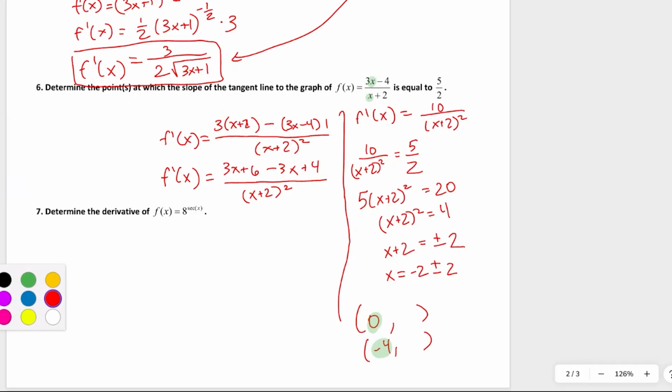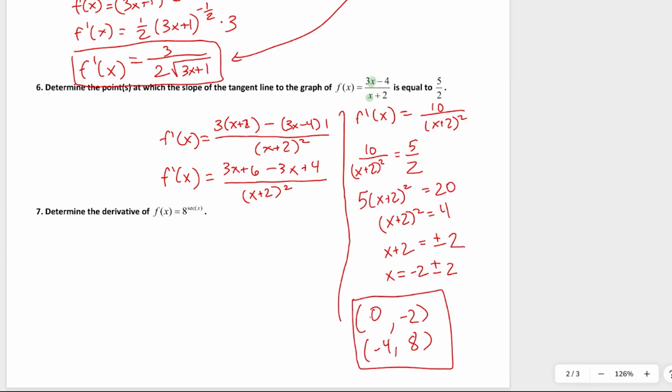So 3 times 0 minus 4 is going to be negative 4. Negative 4 divided by 2 is going to be negative 2. If I plug in negative 4, I'll do a little scratch work out to the side here. 3 times negative 4 is negative 12 minus 4, over negative 4 plus 2. It's going to be negative 16 divided by negative 2, which is 8. So the two coordinates here are going to be (0, negative 2) and (negative 4, 8).